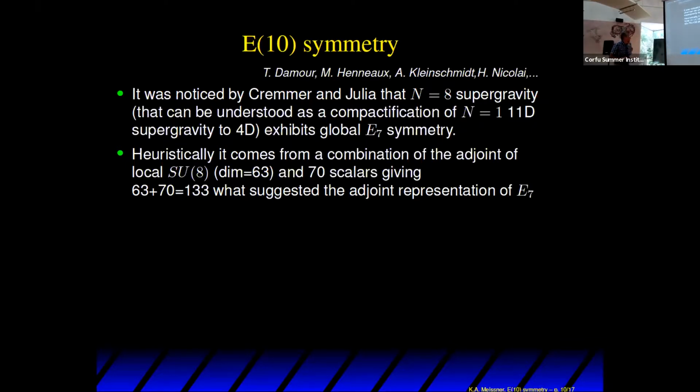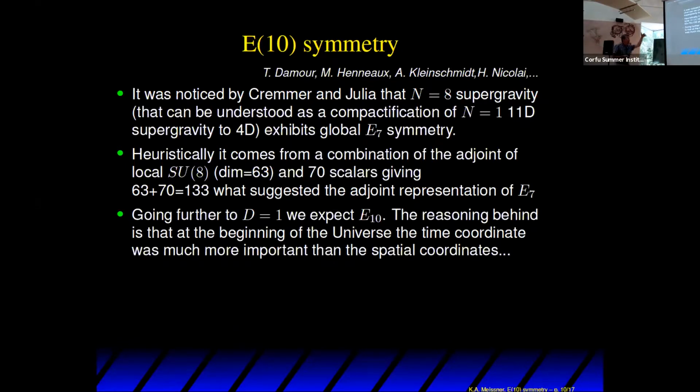Okay, so going further, if we go down to d equals 4, so that's from 11 to 4, we have E7. So we expect going from 11 to 1, when we have only the time component, it should be E10. And what is the reasoning? In the early universe, the time coordinate was the most important one, because no one knew its neighbors. Yes, because when we are at the beginning on the Penrose diagram, we go vertically up. So in a sense, we cannot build a spatial part of the field at the beginning. So that's the idea. So we expect E10.